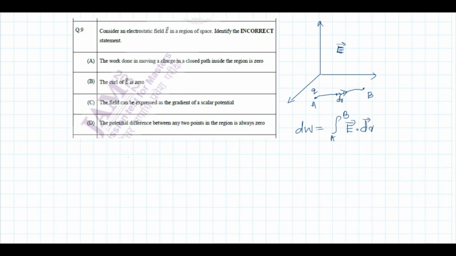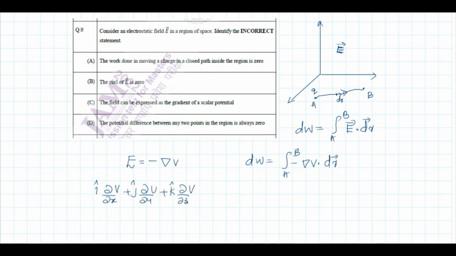If this E can be written as the gradient of a scalar, E equal to minus del V, then this dW becomes integral A to B minus del V dot dr. What is the definition of del V? It is i cap dou by dou x of V plus j cap dou by dou y of V plus k cap dou by dou z of V. That is del V.